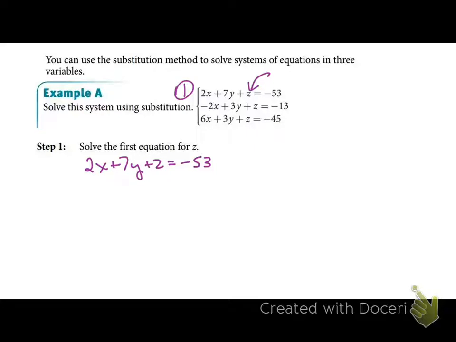So in order to solve this for z, I need to get z by itself. So what I would do is I would move my x term and my y term over. So 2x I will move as a negative 2x, and the 7y I will move as a negative 7y. I will do that to both sides of the equation. So those will cancel out, and now I will have z equals negative 2x minus 7y minus 53.